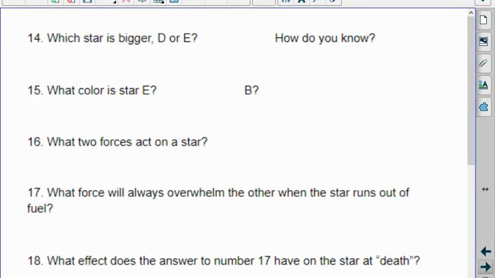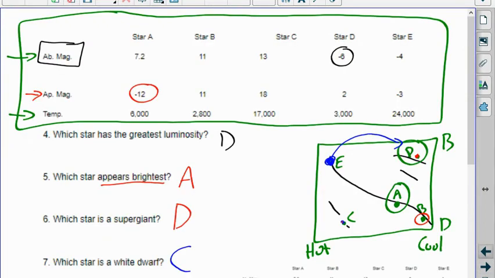So I already did that right there. So which color is star E, and what color is star B? E, 24,000, that would be blue. And star D, 3,000, that would be red.